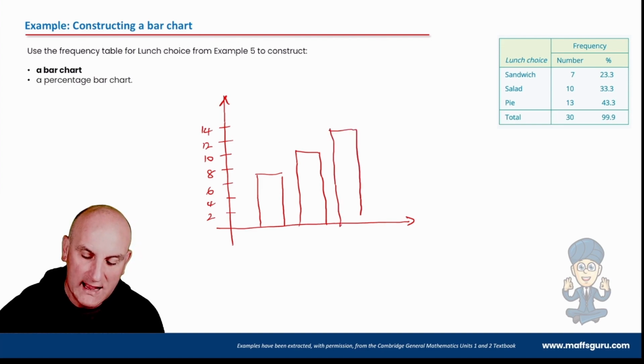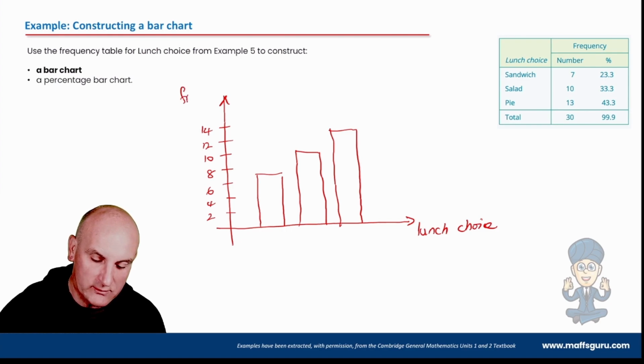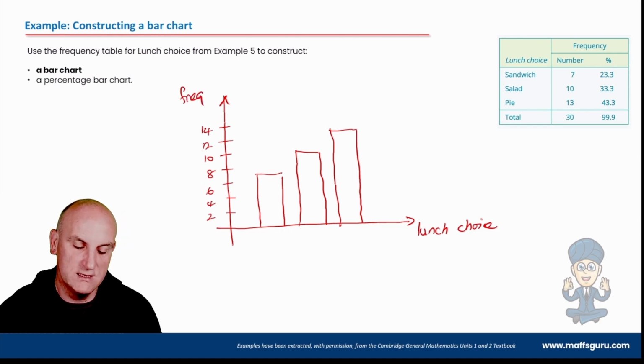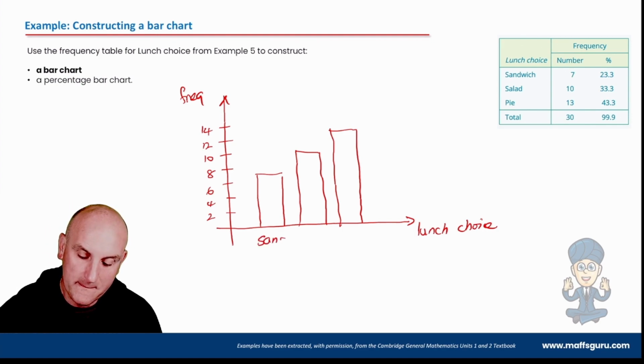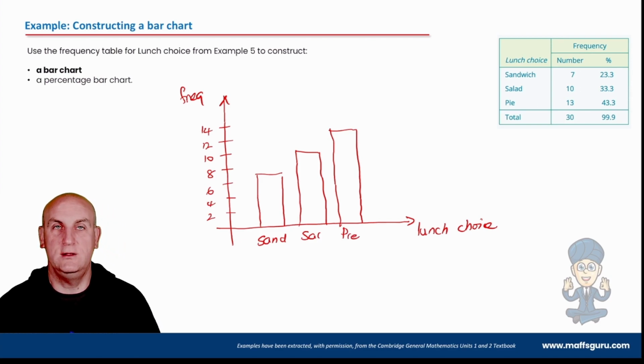You guys have the opportunity to be able to do this, right? So this would be lunch choice along here. Don't forget to label your axes. This would be just frequency because we're doing a frequency bar chart. Here would be sandwich, here would be salad, and here would be pie, and ka-ching, you are done.